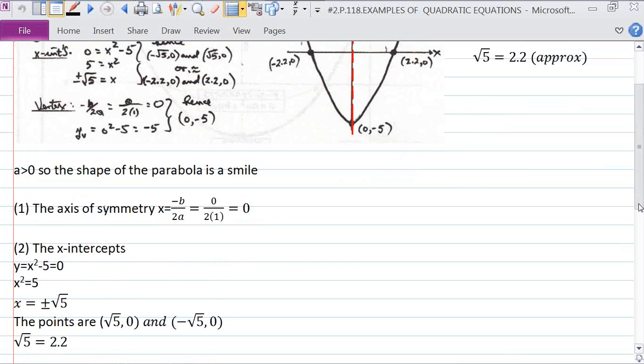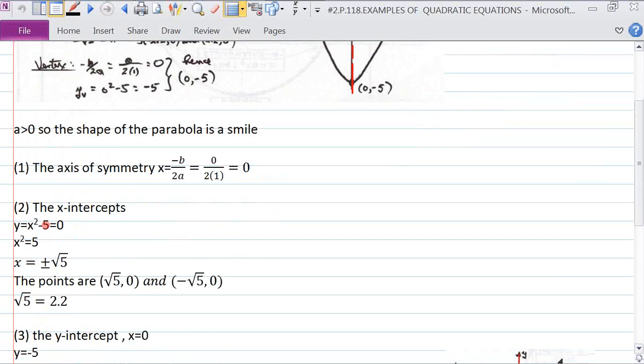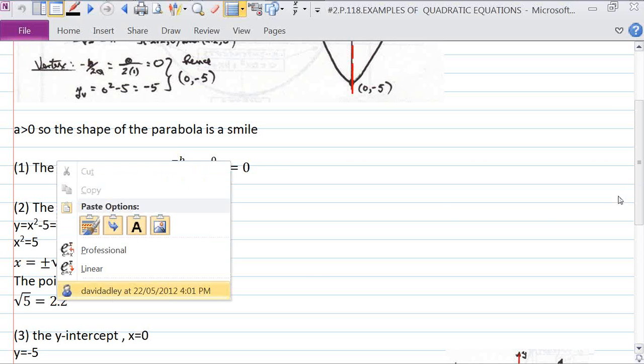How do I get the x-intercepts? We set y equal to 0, so x squared minus 5 equals 0. x squared equals 5, so x equals plus or minus root 5. So the intercepts are plus root 5, comma 0, and minus root 5, comma 0. The root of 5 is approximately 2.2. It's just a very rough approximation.